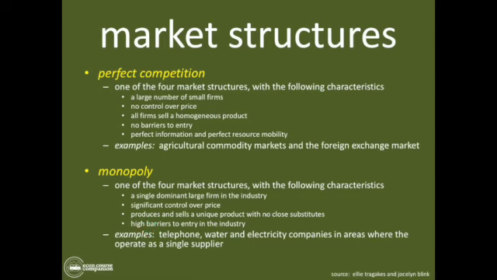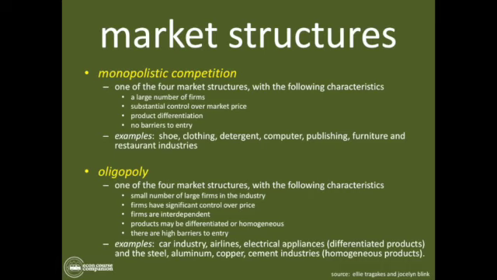All right, let's take a look at the third and fourth market structure. Monopolistic competition. Check it. Monopolistic competition, what is it? It's one of four market structures. This is the one that students have the most difficulty understanding. One of four market structures with the following characteristics: a large number of firms, substantial control over market price, product differentiation, no barriers to entry, or very low barriers to entry.